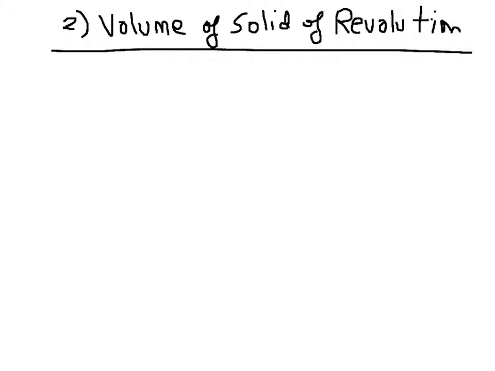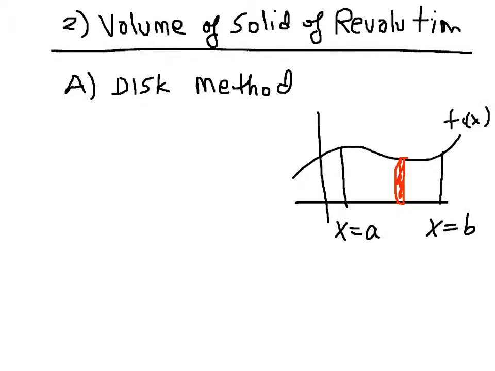Alright, so for the second kind of volume, we look at what happens when we take a function and rotate it around the x-axis or the y-axis, or a line parallel to one of those. And in this case, there are two techniques. And the first technique is called the disk method, and that's usually used when we're going around the x-axis.